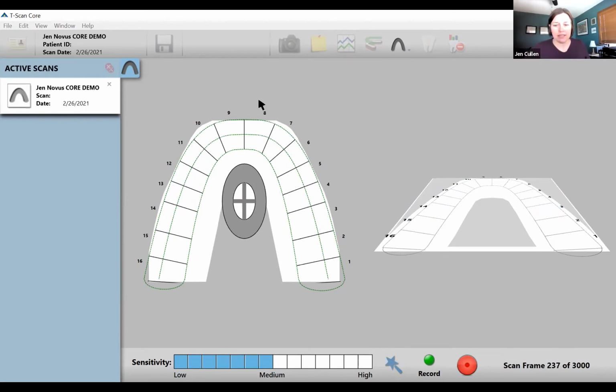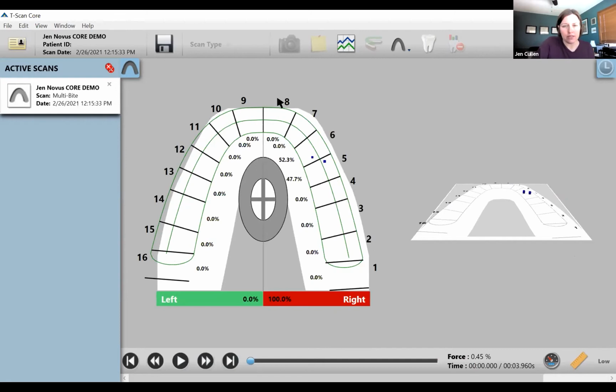Okay, so I did a couple bites there. And what you're going to see is after you take a scan on your patients, you'll be able to go in and play the scan back from the very beginning. So you can see the right-hand side of the arch is on the right here and the left is on the left, but you can flip that if that's easier for you as a clinician. Let's see. Let me go ahead and play.